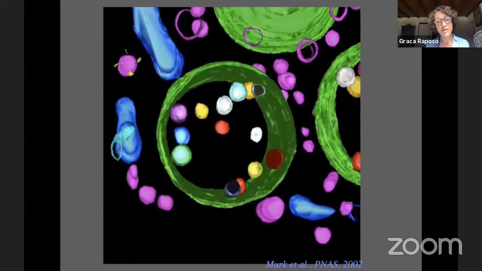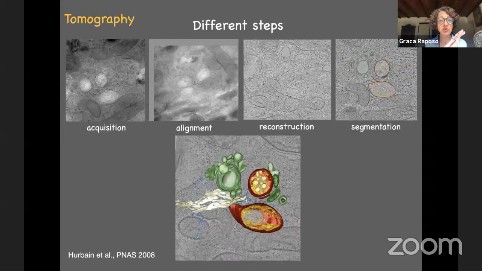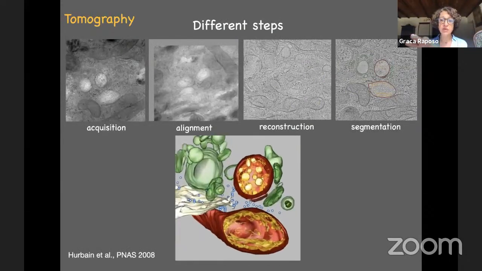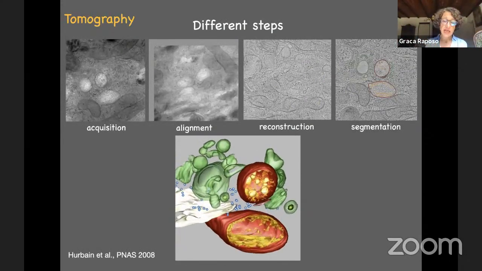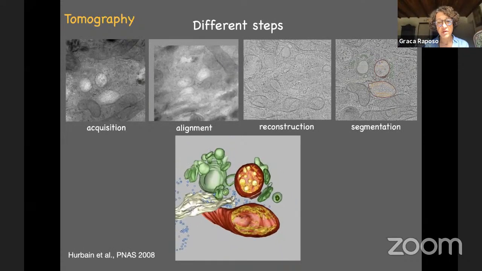And I've put here the reference because this is a paper. This is an example from our lab. So you have the acquisition, the alignment, the reconstruction, the segmentation, and these are two types of melanosomes in skin cells. And I gave you here an example of a reference from Ilse Urbain.